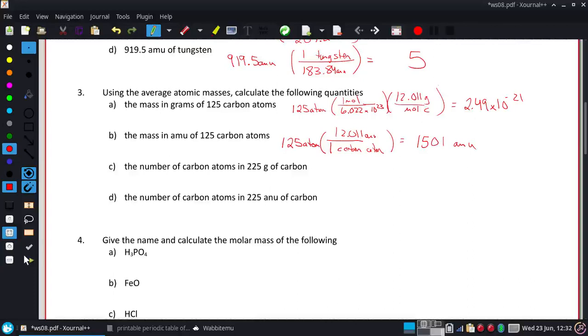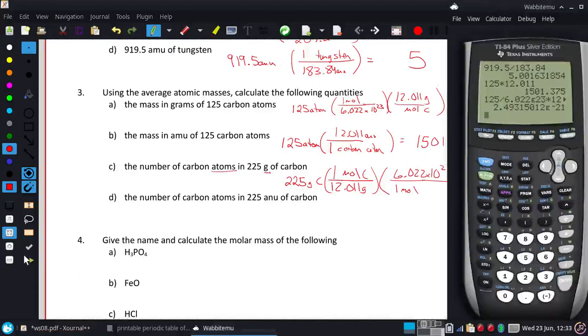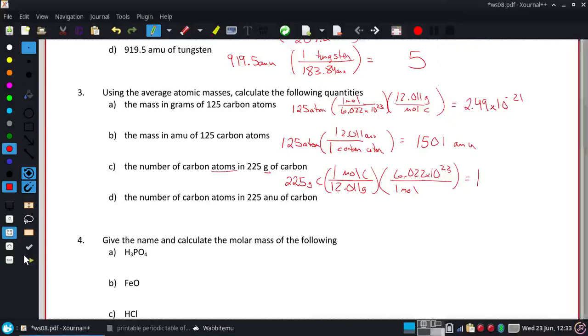So I got number of carbon atoms in 225 grams of carbon. So we have grams and we have atoms. So 225 grams of carbon, and I'm going to use this conversion factor to turn the mass into moles. And then 1 mole of anything, carbon included, is 6.022 times 10 to the 23rd atoms. 225 divided by 12.011 times 6.022 times 10 to the 23rd, and we get 1.12 times 10 to the 25th atoms.